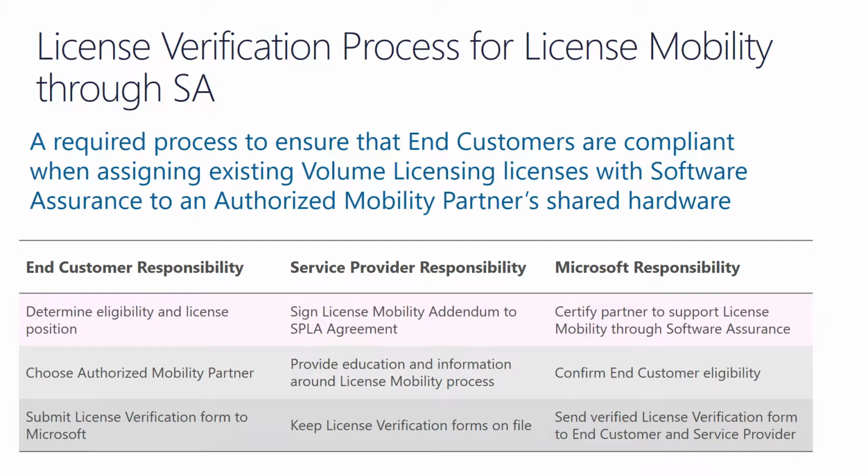Looking at the first column for the end customer's responsibilities, you can see that they need to make sure that the licenses they want to use are eligible, they need to engage with an authorised partner, and then they need to complete and submit that license verification form to Microsoft. And switching to the last column, the Microsoft column, you can see that Microsoft confirm all parts of the process, certifying partners as these authorised mobility partners, as well as confirming that the end customer has the right licenses and may use them in this scenario. Microsoft sends the verified form back to both the end customer and the service provider, and you can see that the service provider needs to keep these forms on file.